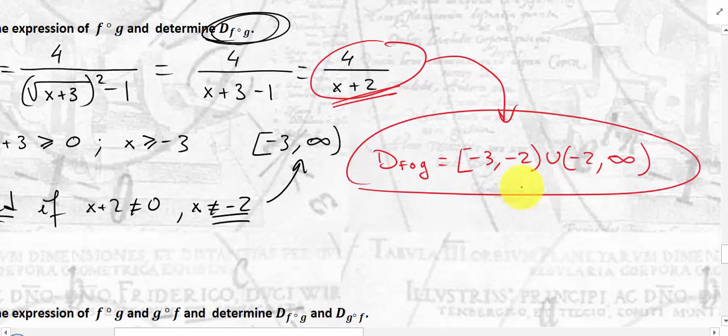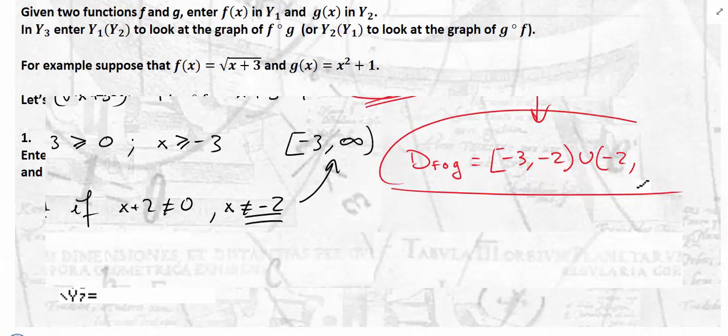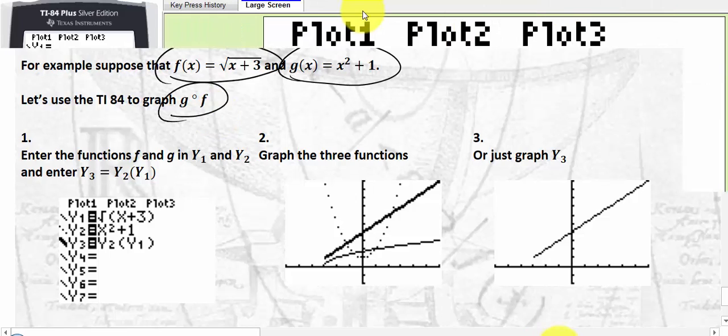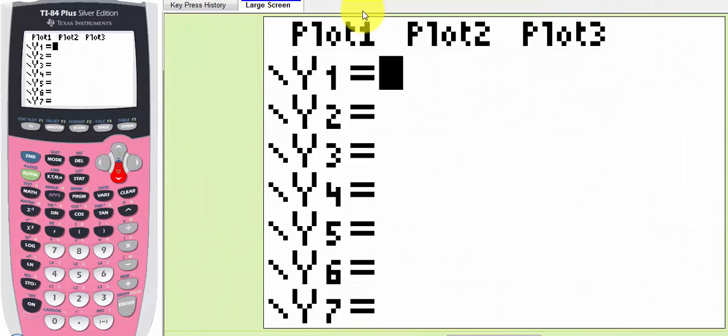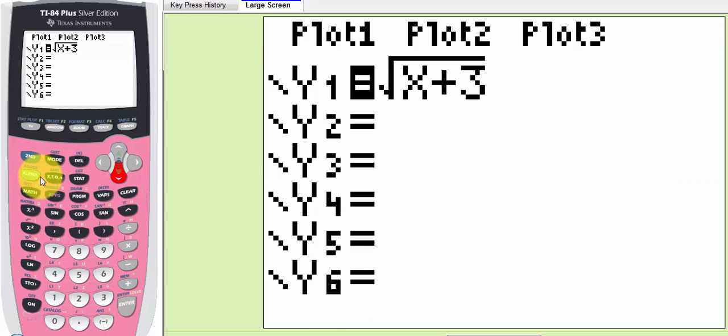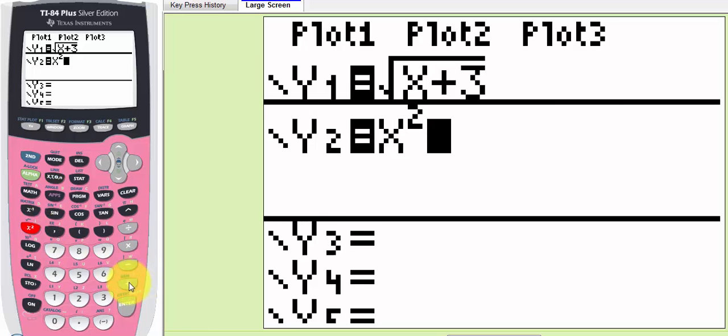Okay, let's talk about the last thing now, which is how to do composition of functions with your calculator. You will see it's very simple. So I'm going to be looking at two functions, the square root of x plus 3 and x squared plus 1. And I will want to do, for example, g of f. Okay, so let's take the calculator. All right, let's enter the functions in y1 and y2. So y1 is the square root of x plus 3, and the second function is x squared plus 1.